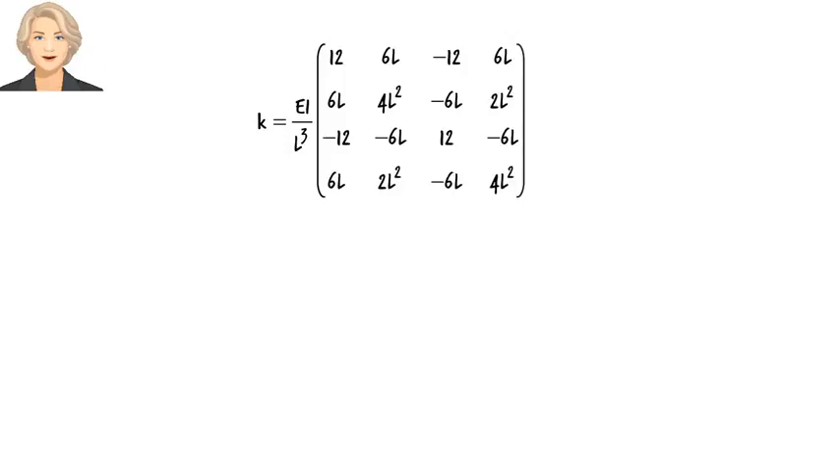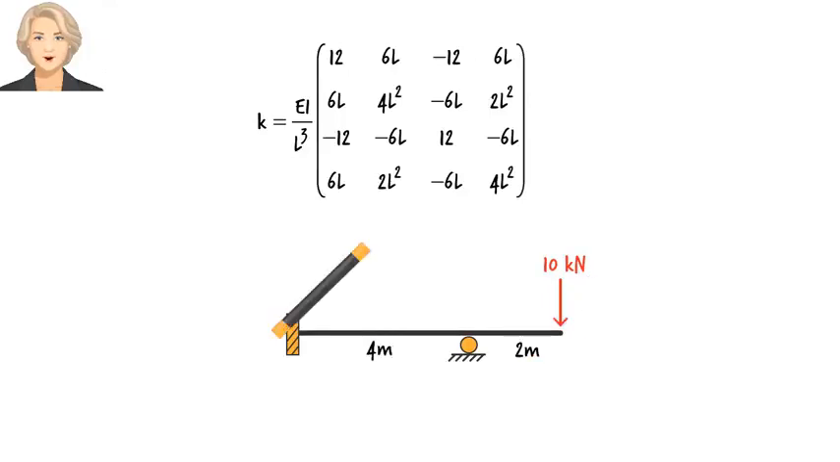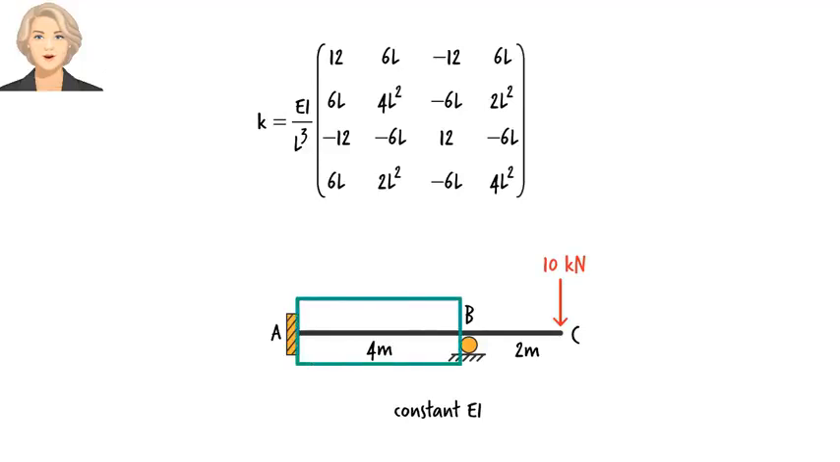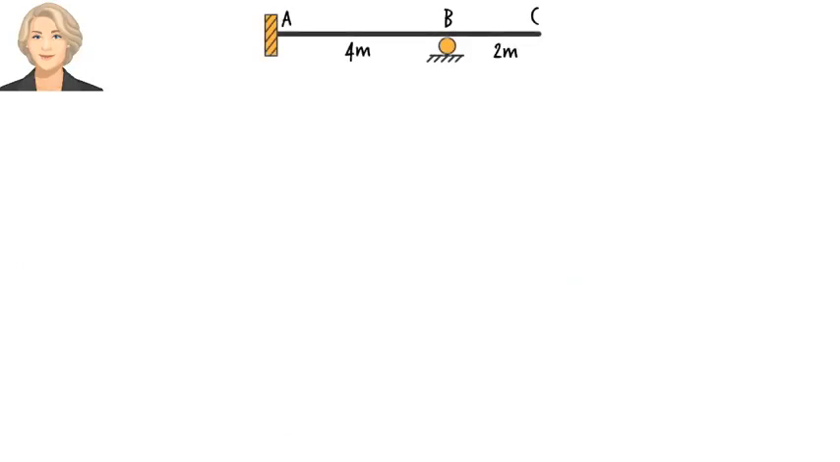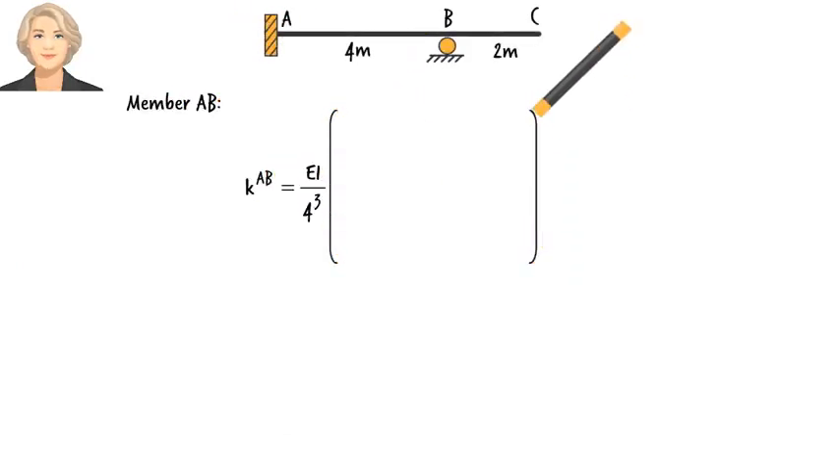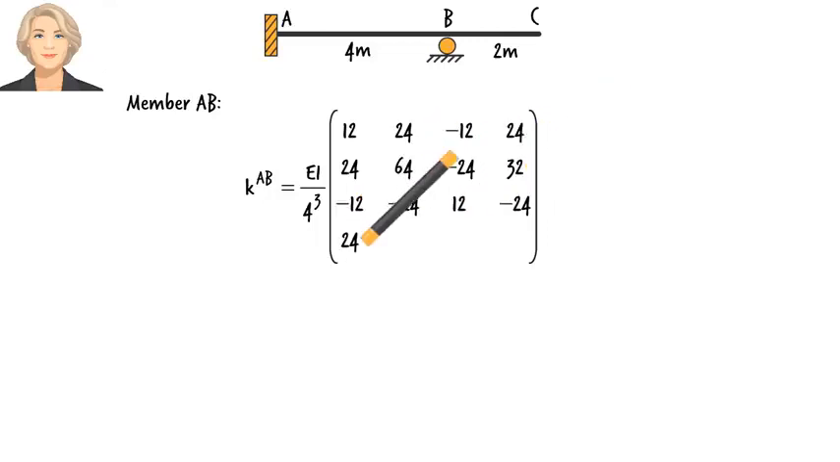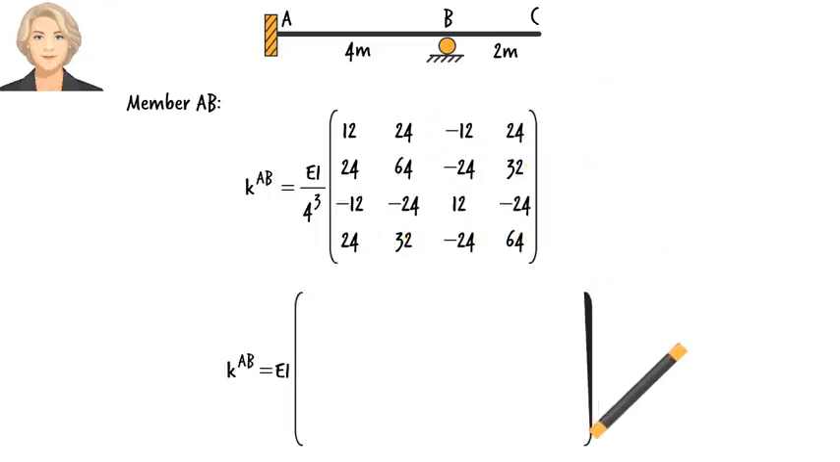Given a continuous beam, we apply it to each beam segment with its own L, E, and I. Since in our examples we often assume a constant EI, then the only parameter that changes from segment to segment is the length. For example, this beam has two segments. The left segment has a length of 4 meters, and L for the right segment is 2 meters. So we need to write two member stiffness matrices, one with L equals 4 and one with L equals 2. For member AB, the stiffness matrix becomes, or we can write it like this.